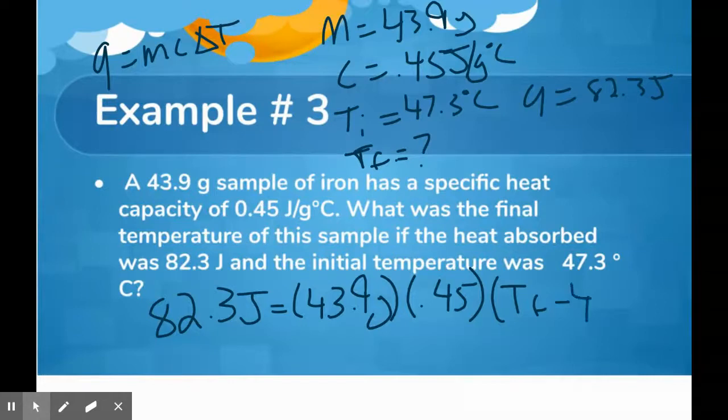Minus 47.3. So now to solve this, you are going to multiply 43.9 times 0.45. Then you'll take that and divide 82.3 divided by your answer here, and then add 47.3. So you need to remember your algebraic order of operations. So when you solve this, the final temperature you should get is 51.5 degrees Celsius.